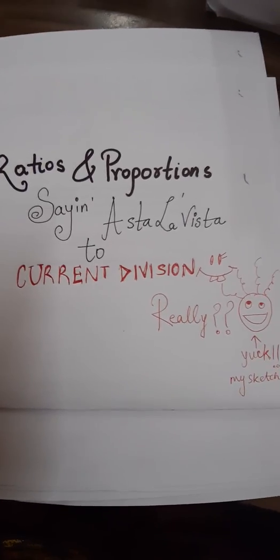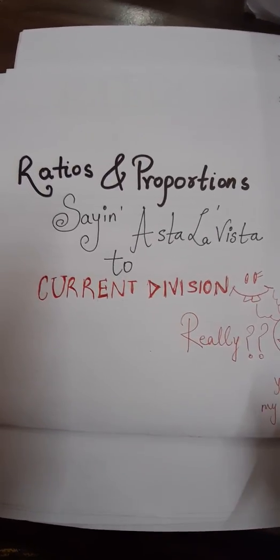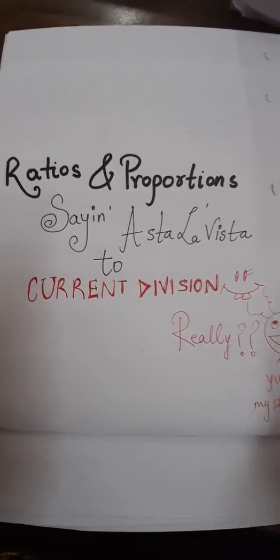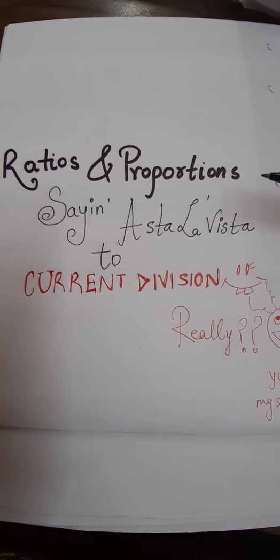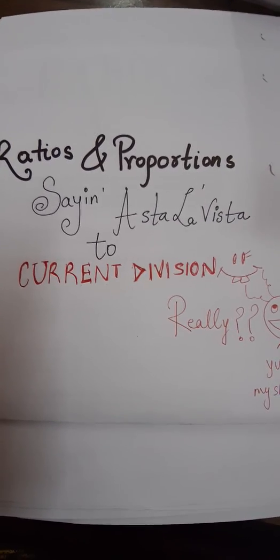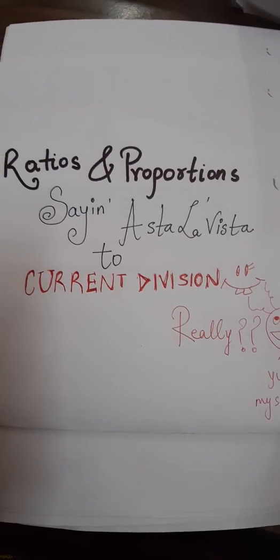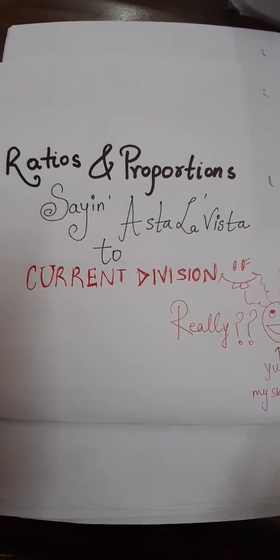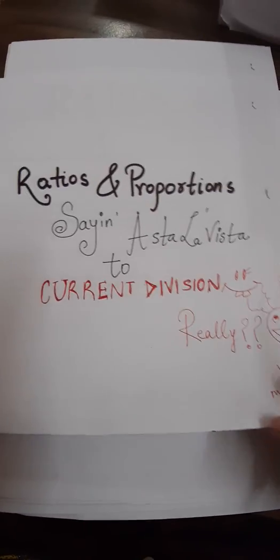Guys, so it's time to figure out how we will use ratios and proportion to find the currents in different branches of a 3 or more branch circuit. Instead of using the current division rule, we are going to use ratio and proportion.